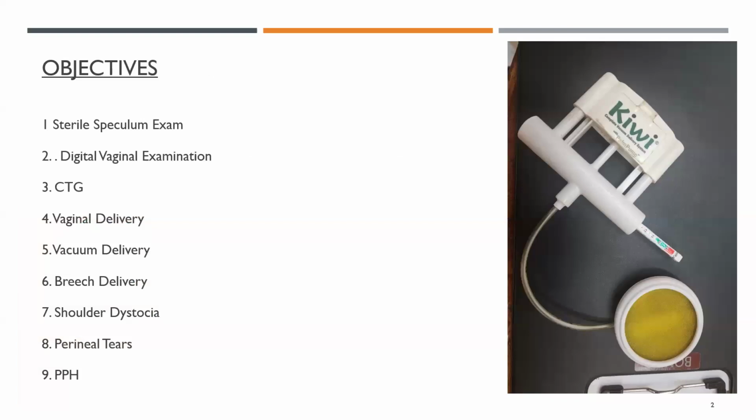All right, perfect. So the objectives for today: we'll be starting off with the basic examinations. When a patient walks in, what do you do? You have your sterile speculum examination and you have the DVE, our digital vaginal examination. Moving on to that, what are some of the investigations that we do? We do CTGs. So we're going to be talking about CTGs, how we do them, and then interpreting them. The next part is we'll be talking about deliveries. Our normal vaginal delivery, and what happens in a scenario where you need some assistance? So an assisted vaginal delivery, in our case, we normally do vacuum and forceps. So we'll be focusing on that.